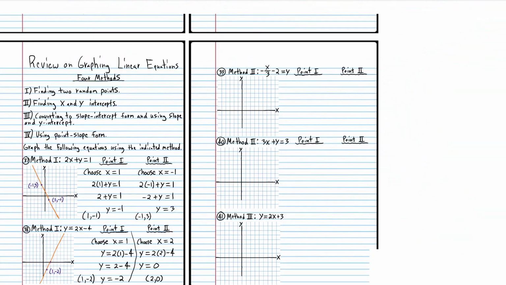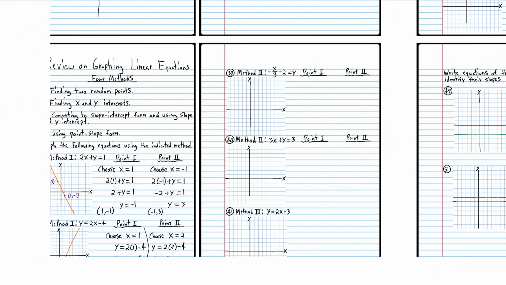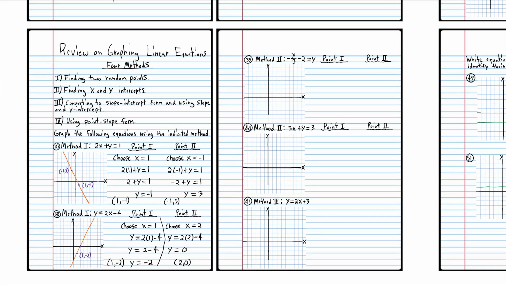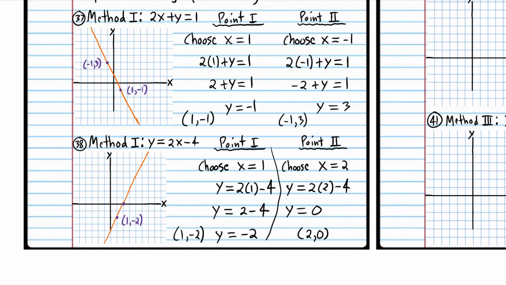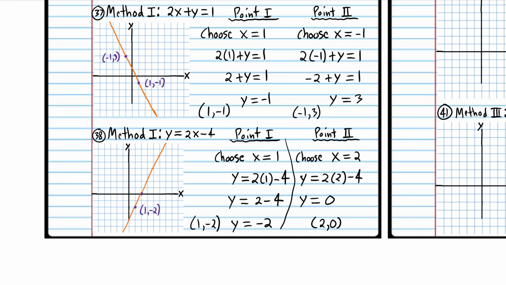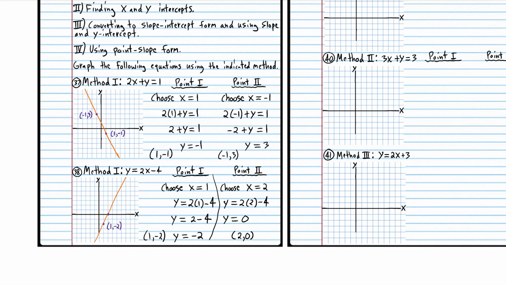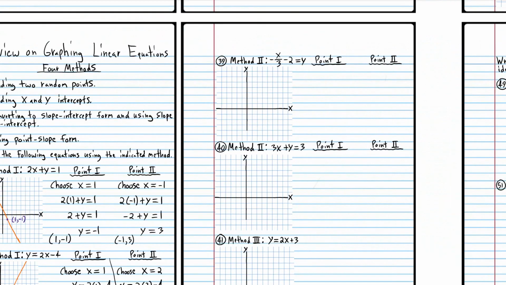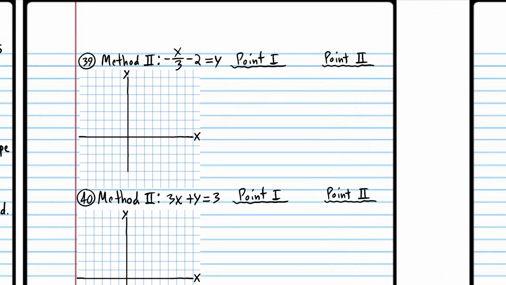All right, so that was method 1, using 2 random points. They're not 100% random, because if you chose like 100, for example, obviously, like I said, that would be out of the scale. Now let's try method 2.